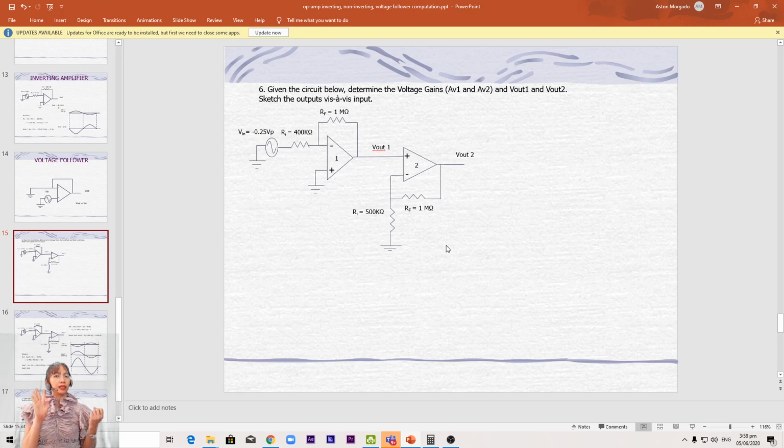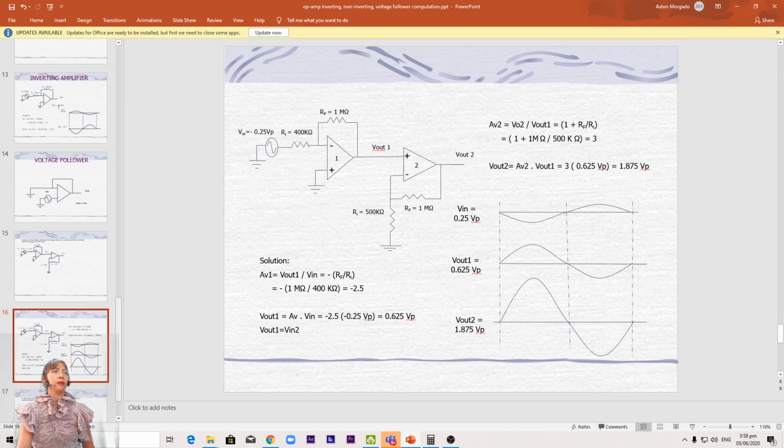I'll give you 10 seconds again. Okay, so if your answer is inverting, you're wrong. You're wrong because the output of op-amp number 1 is being connected to the positive of op-amp number 2. So that makes op-amp number 2 non-inverting. So for op-amp number 1 again, we have inverting here. Op-amp number 2, we have non-inverting. So you have to be very careful with that, okay?